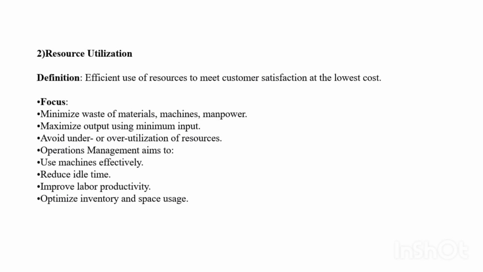The fourth one is that operations management aims to use machines effectively. That means proper scheduling and preventive maintenance, and reducing idle time. Working while waiting for material is known as idle time in the case of a garment factory. Then improve labor productivity by training, motivating and giving the right tools, and optimize inventory and space usage. That means one must not keep a stock for more than 6 months ideally.